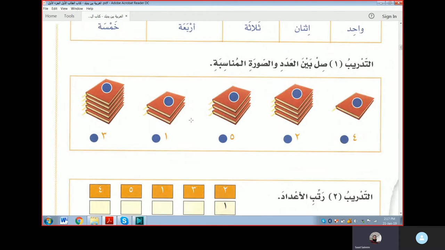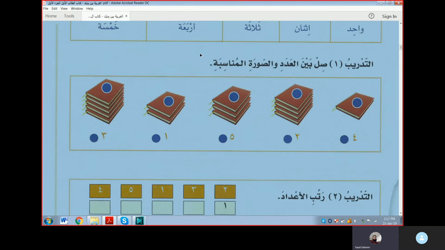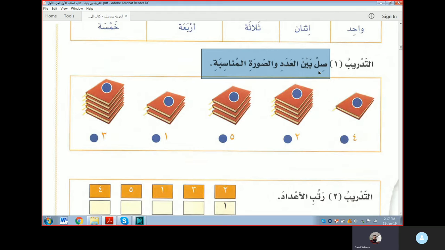Now, the first exercise. What is the meaning of this? Connect the numbers with the suitable pictures. So in the first picture we have one book, we'll join it by drawing a line from this blue dot to Wahid. Then this picture, Arba'atun, this picture, Thalathatun.